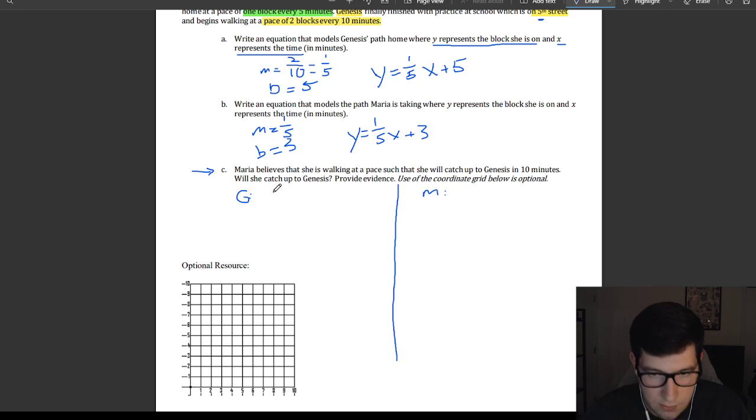So Genesis, in 10 minutes, let's see where she's going to be. I'm going to substitute that 10 in for x. Because really, if they have in fact caught up and they're meeting, they should be at the same exact point. So when we plug this 10 in for our x, what we should be finding is that for both of these, they should be equal. Because they should be in the same spot or on the same block.